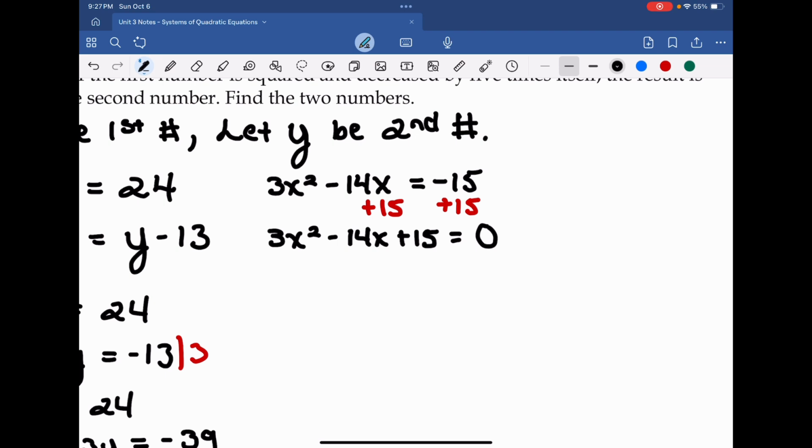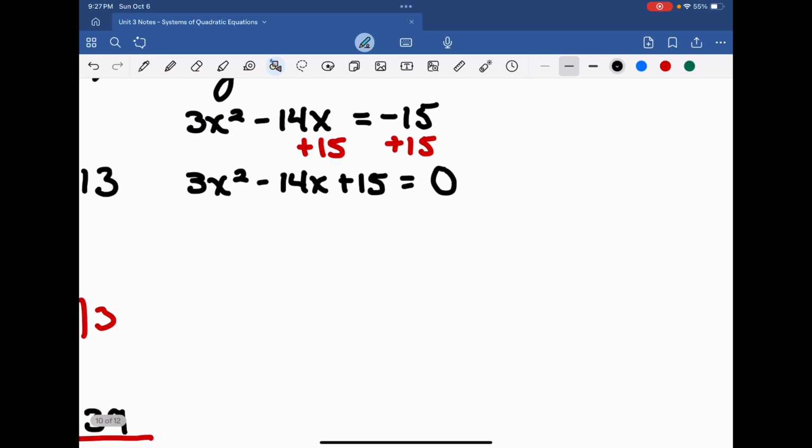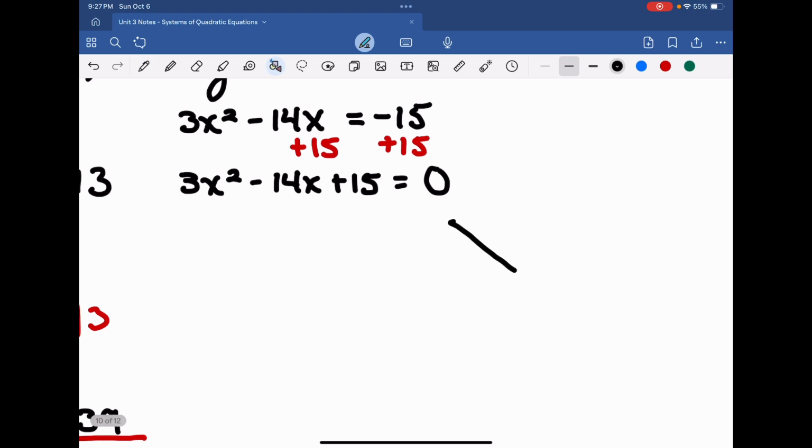The other thing we could do is think about this in terms of maybe it does factor really nicely. And so what I'm going to do is do the following, just to double check and see before I go to quad formula, because in this lesson you're going to see we use lots of quad formula. 3 times 15 is equal to 45.